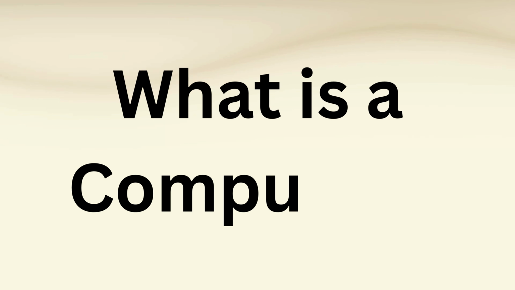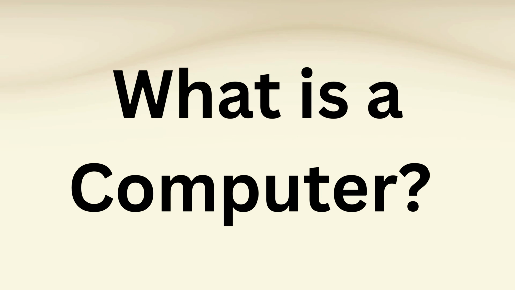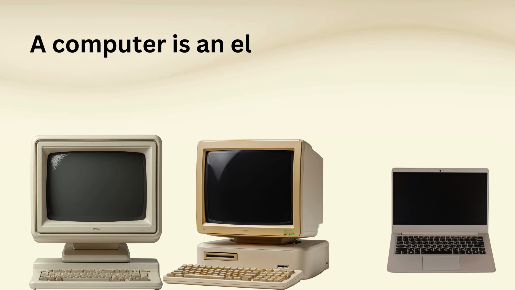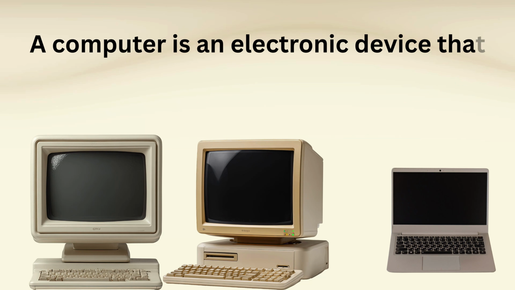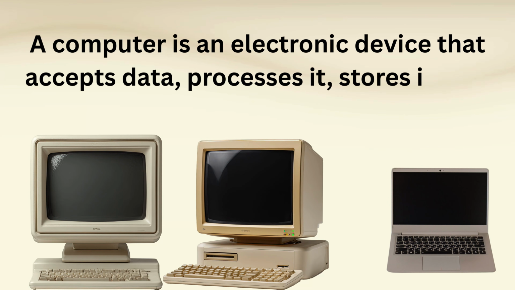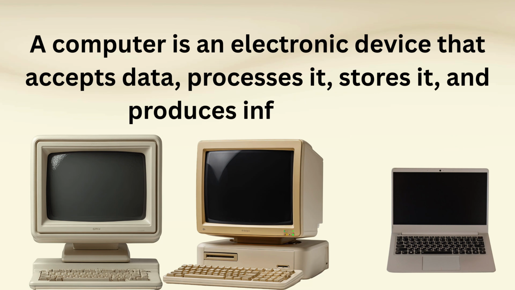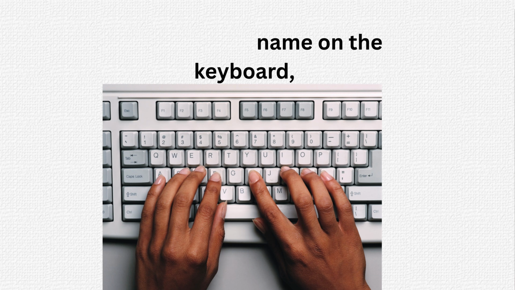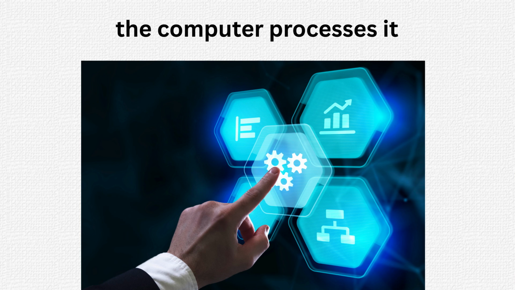Now, the first thing is, what is a computer? A computer is an electronic device that accepts data, processes it, stores it, and produces information. What I'm saying is you type your name on the keyboard and the computer processes it. Then what the computer processes will be displayed on the screen.